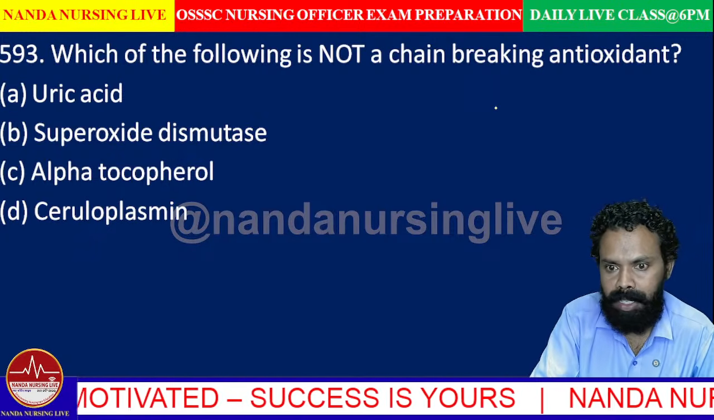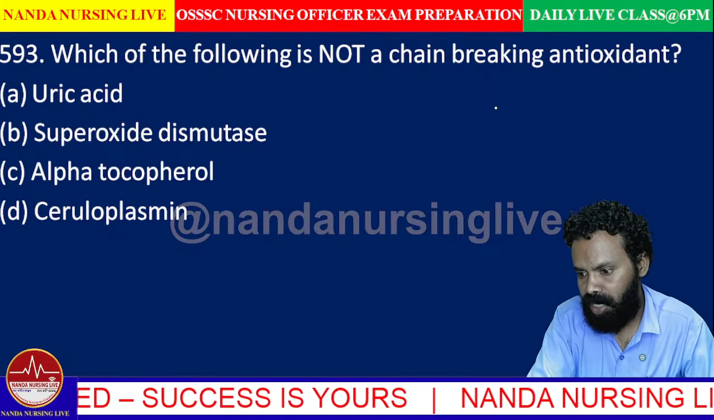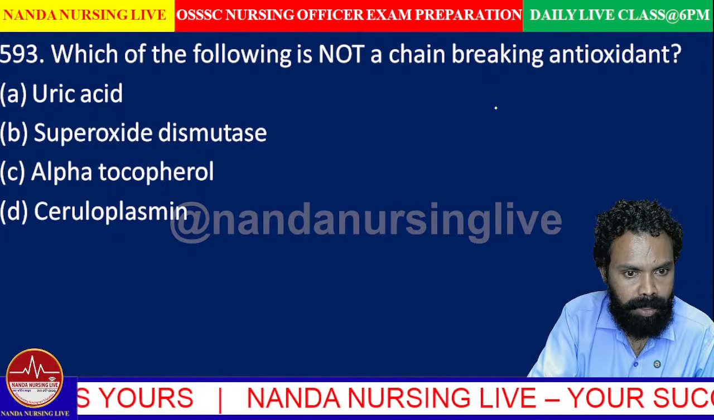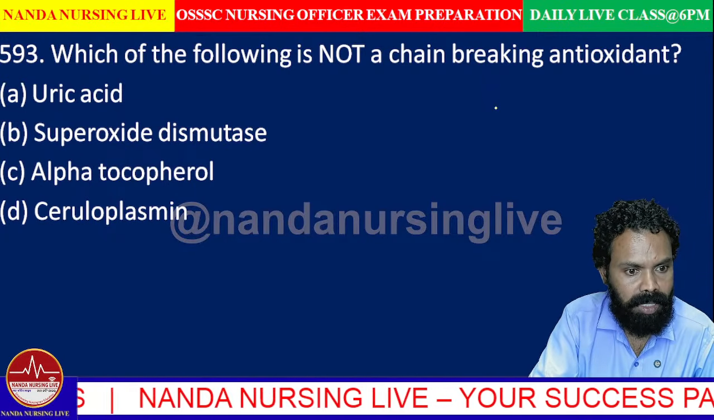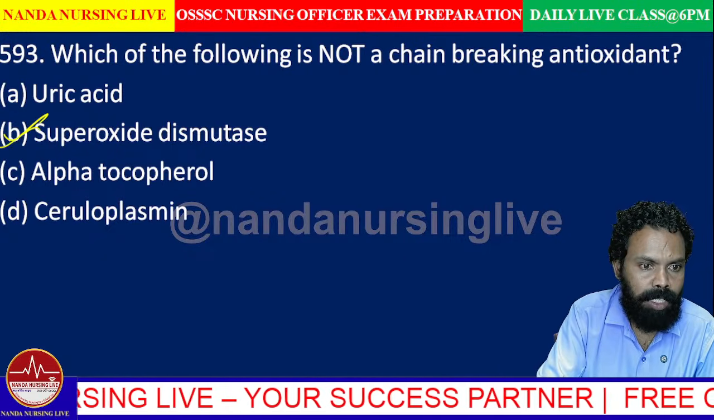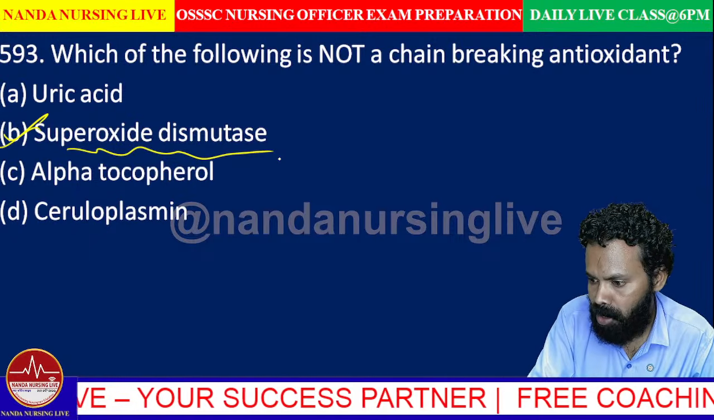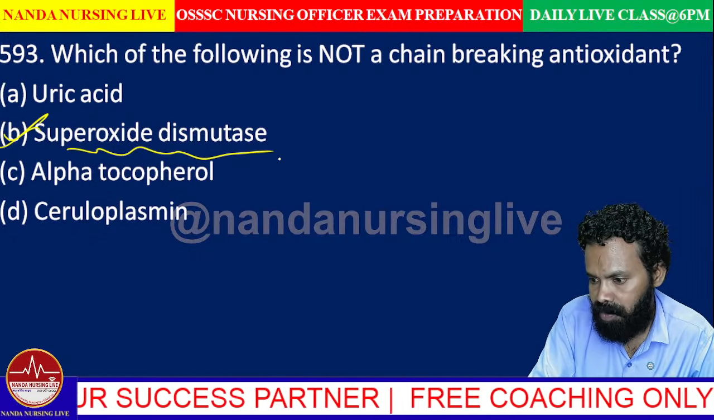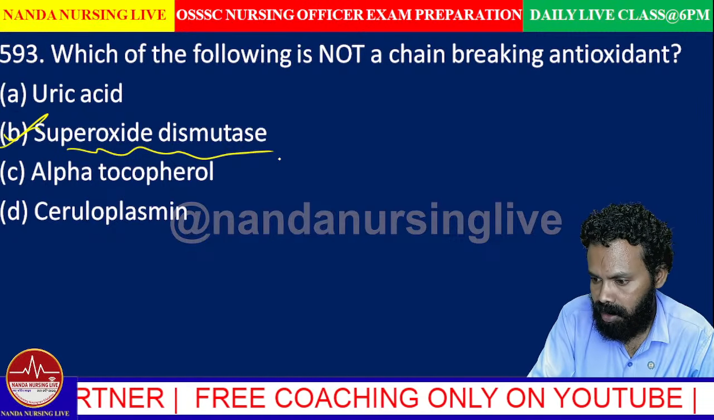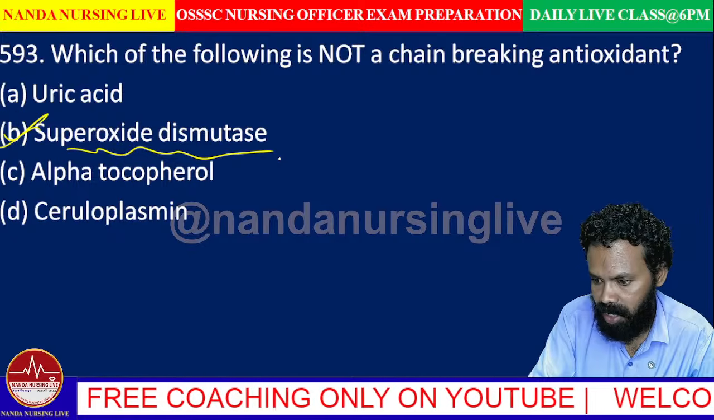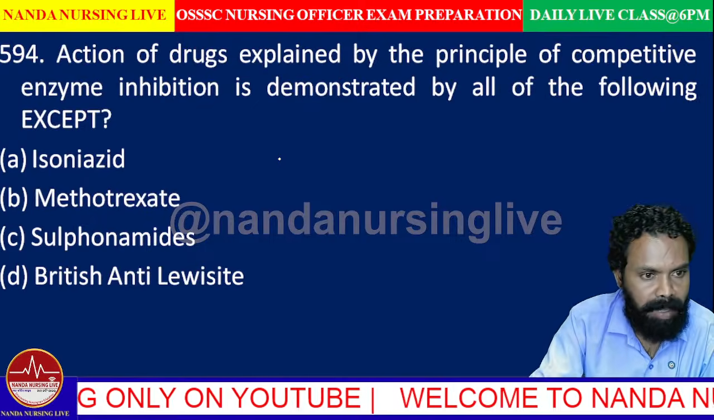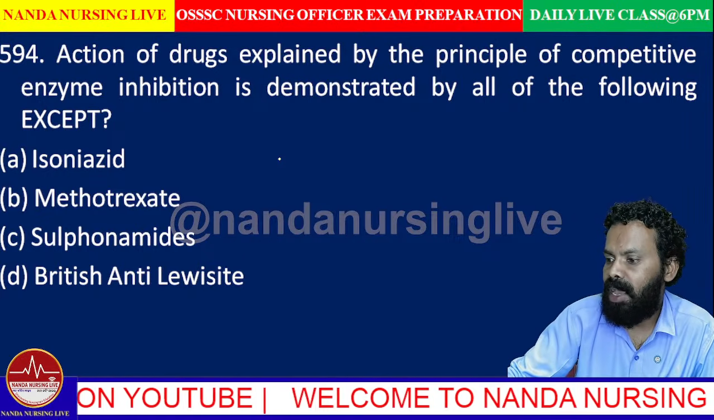Next question, question number 593. Which of the following is not a chain breaking antioxidant? Option A is uric acid, option B is superoxide dismutase, option C is alpha tocopherol, option D is ceruloplasmin. So which option is the correct answer? The correct answer is option B, superoxide dismutase. It is an enzyme that catalyzes the dismutation of the superoxide radical into oxygen and hydrogen peroxide. So option B is the correct answer.